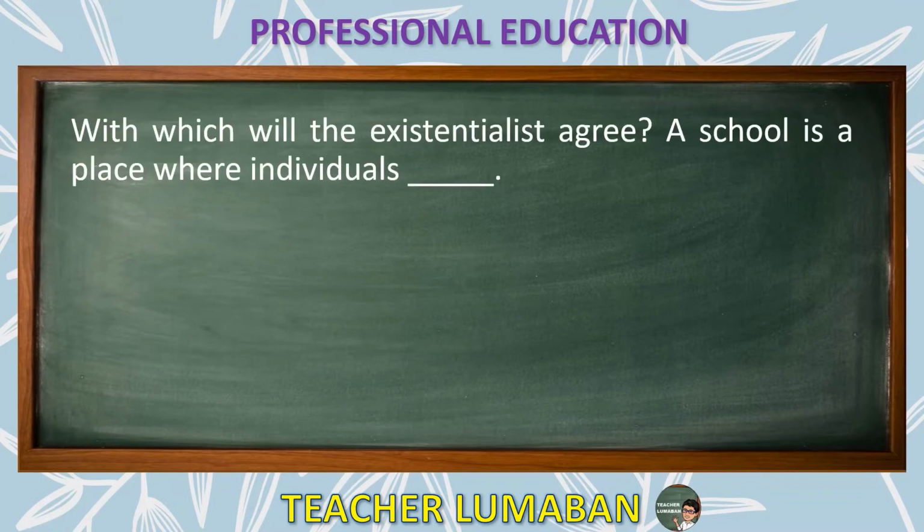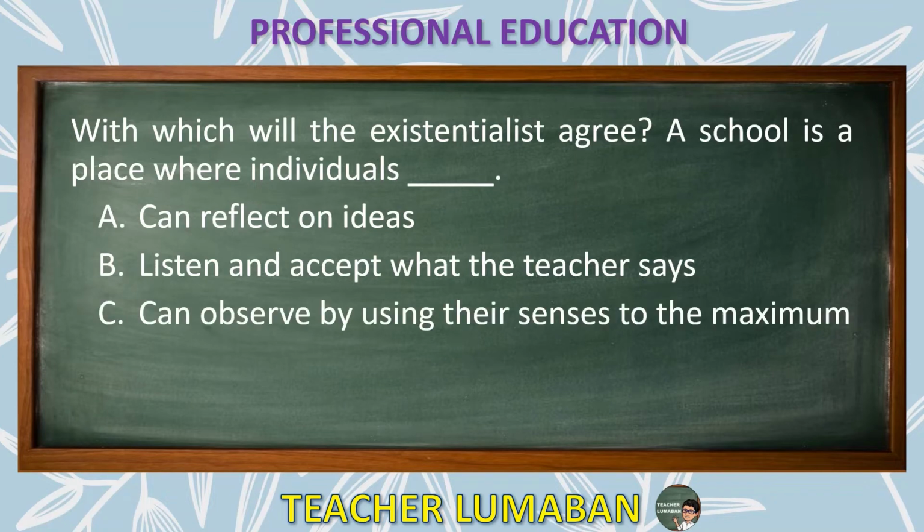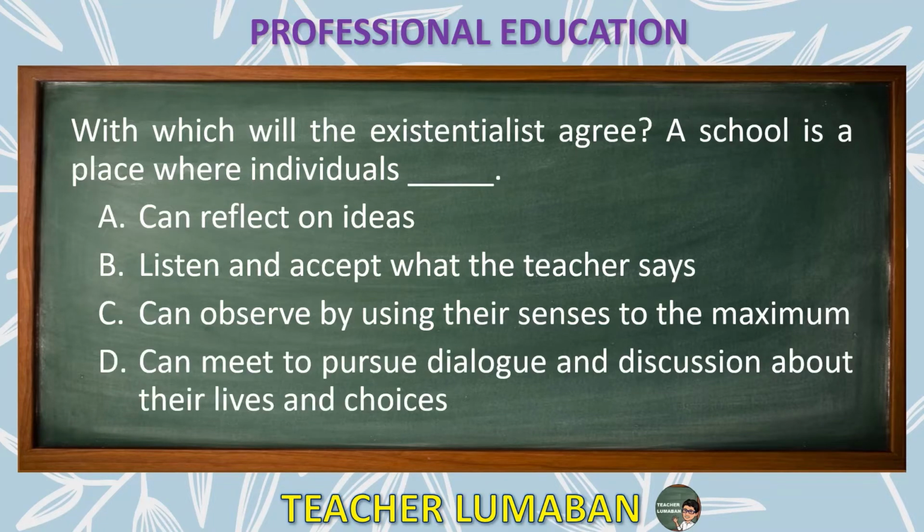With which will the existentialist agree? A school is a place where individuals blank. Letter A, can reflect on ideas. Letter B, listen and accept what the teacher says. Letter C, can observe by using their senses to the maximum. Letter D, can meet to pursue dialogue and discussion about their lives and choices. Choose the suitable answer based on the given choices in 5 seconds.